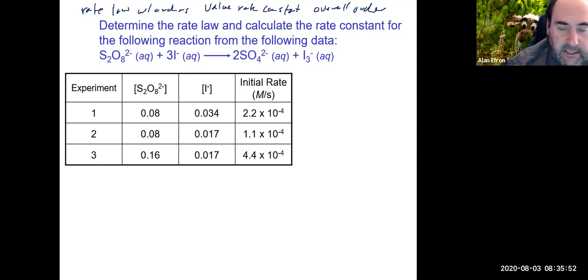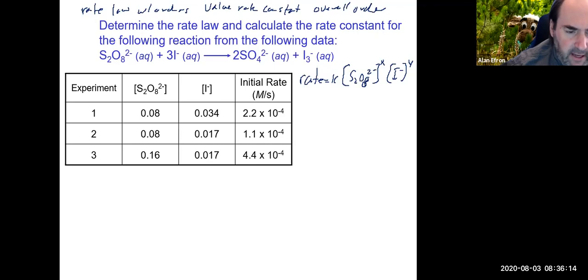We could start with just the generic rate law here, where the rate equals k times [S2O8 2-] to the x and [I-] to the y. So again, here the goal is to try to figure out what x and y are first. If I go to the table, I can see entry number 1 and number 2. The concentration of the S2O8 is constant, while the I- varies. So I'm going to put that into the formula.